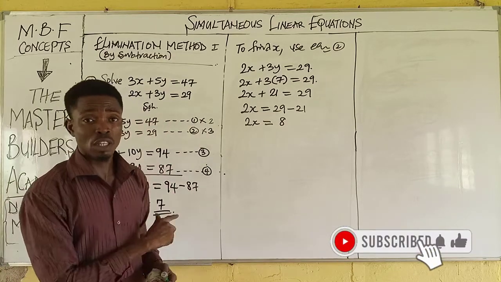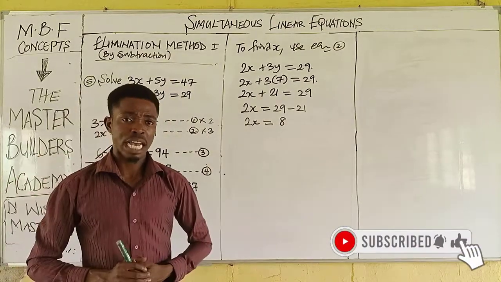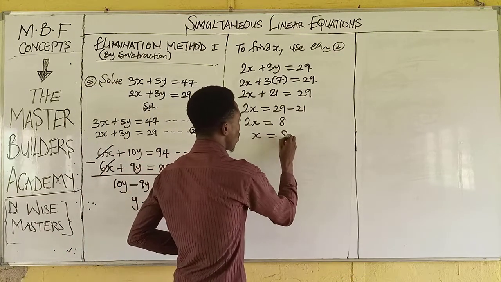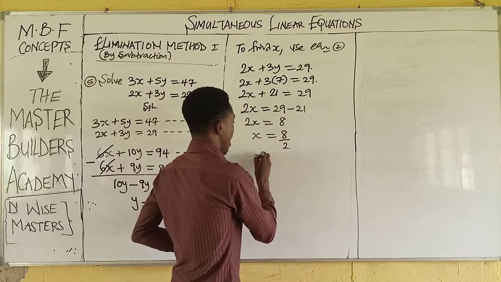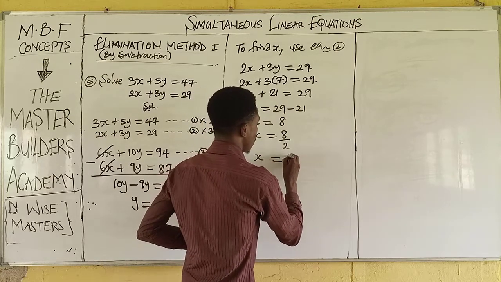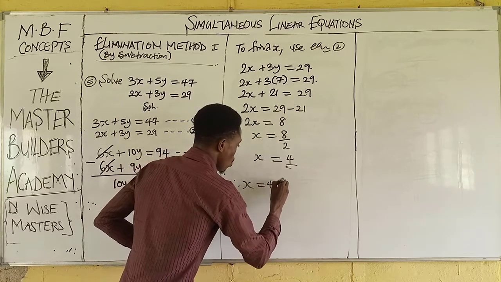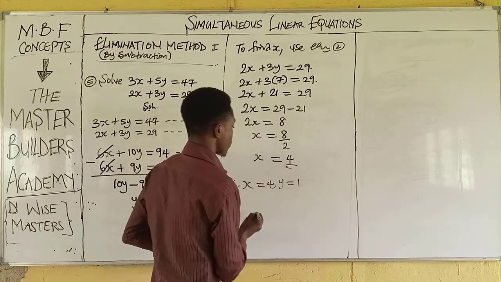So since we have the coefficient of x to be 2, we simply divide both sides by 2. Therefore, we have x is equal to 8 divided by 2. Hence, we have x is equal to what? 4. Therefore, x is equal to 4 and y is equal to 7.